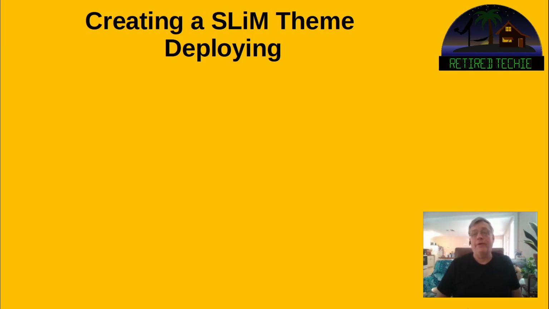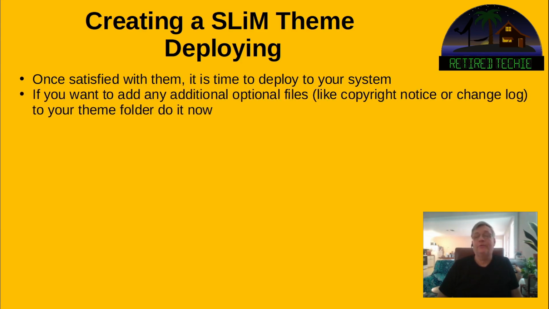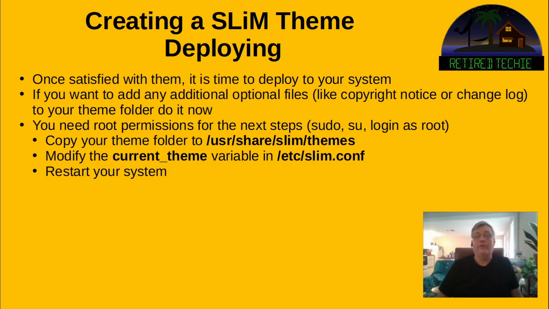Okay, it's time to deploy. We've done all the local testing we can, and now we want to deploy and see what it looks like. As I said, once you're satisfied, you can go into deploy mode. If you want to add any additional optional files like a copyright notice or change log or even a preview to your theme folder, now's the time, while you still don't need root permissions. You are going to need root permission for the next steps: sudo, su, or login as root. You need to copy your theme folder to the /usr/share/slim/themes directory, and you need to modify the current_theme variable in the /etc/slim.conf file.